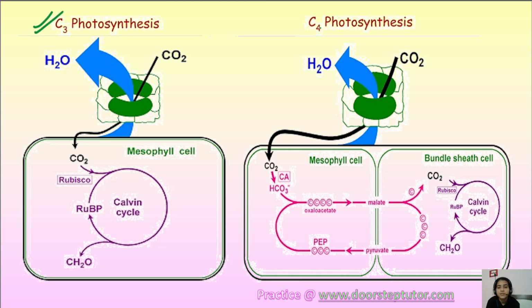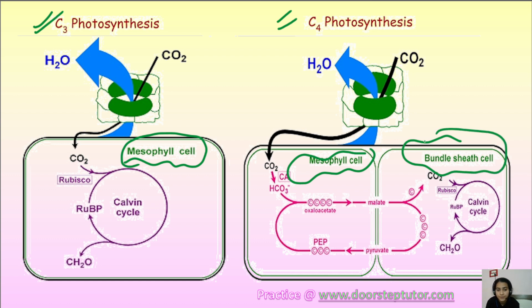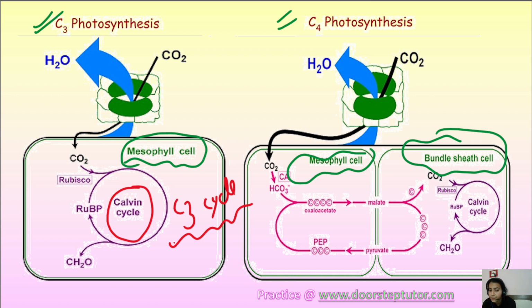In this one, C3 plants are present and C4 plants are present. In this one only the mesophyll cell is there, while in this one two cells are involved, one is mesophyll and another one is the bundle sheath cell. After this we can easily see that the Calvin cycle or C3 cycle is present. Why do we use the term C3 cycle? Because the first stable product formed has 3 carbons in it, that's why it is known as the Calvin cycle. And here carbon dioxide is fixed only one time.